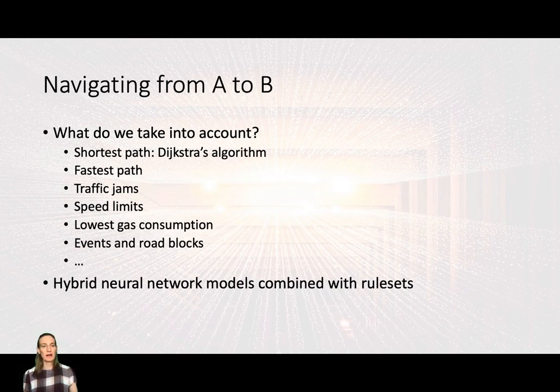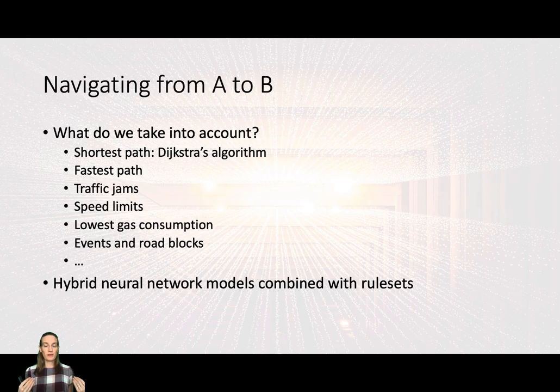Automatic vehicles also include navigation. When we do navigation, what do we take into account? Is it as simple as looking at a map? No, there's lots of things. Is it the shortest path, the fastest path? Are there traffic jams? How much gas do I have? Are there roadblocks, speed limits, accidents, etc.? So in practice, these models that we are going to be developing in classes, CNNs, are actually going to be combined.